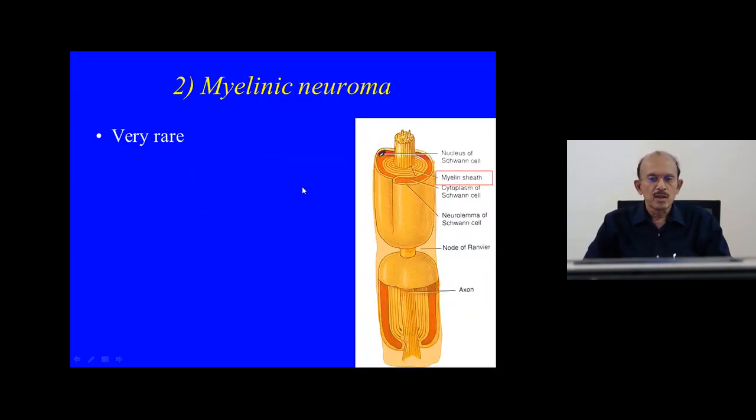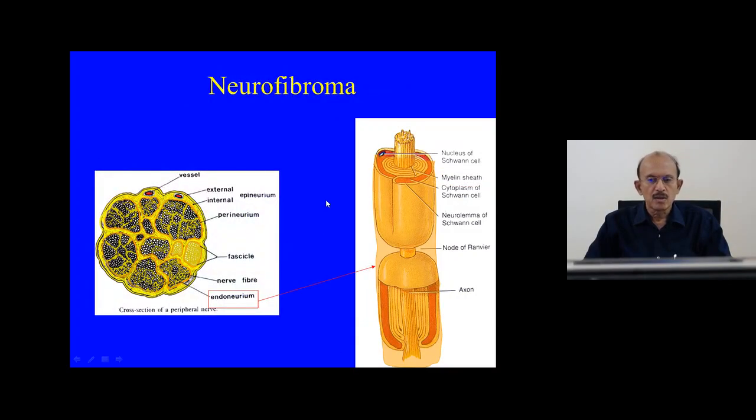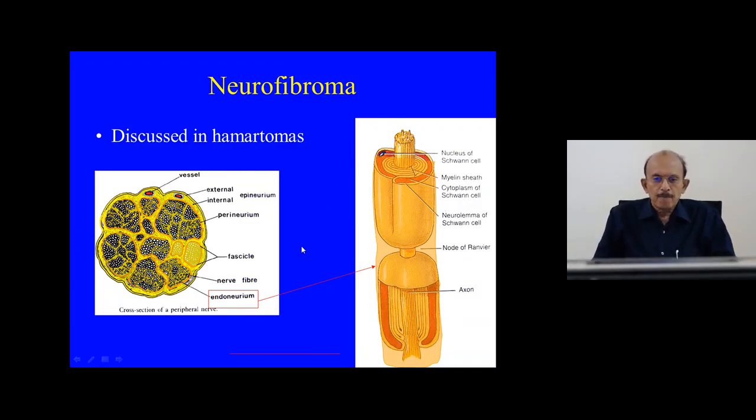Myelinic neuroma is very rare; it occurs from the myelinated nerve fibers of the spinal cord. Neurofibroma, it is discussed in hematoma. From which structure does neurofibroma arise?